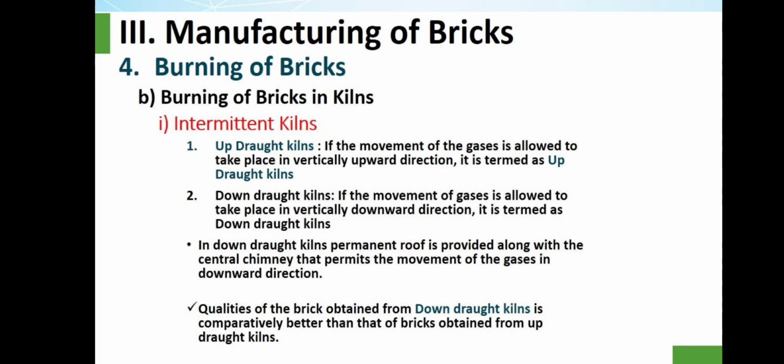Intermittent kilns can be classified into two types. First, updraft kilns: if the movement of the gases is allowed to take place in a vertically upward direction, it is termed an updraft kiln. Second, downdraft kilns: if the movement of gases is allowed to take place in a vertically downward direction, it is termed a downdraft kiln. In downdraft kilns, a permanent roof is provided along with a central chimney that permits the movement of the gases in a downward direction. The quality of bricks obtained from downdraft kilns is comparatively better than that of bricks obtained from updraft kilns.